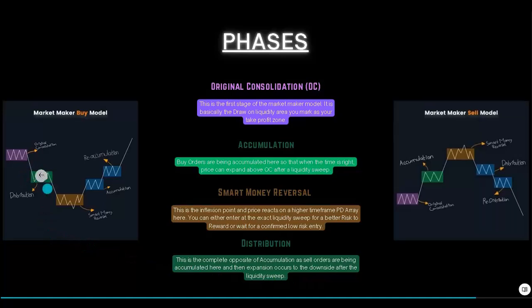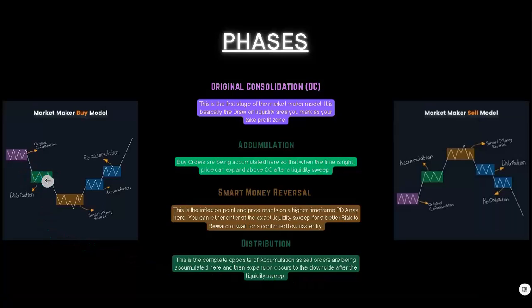So orders are being accumulated during distribution, and then once we have a liquidity sweep above the distribution, we know price is ready to drop into the smart money reversal or the higher time frame PD array. I'm going to get to the higher time frame PD array in a minute, but I need you to understand the terminologies first.